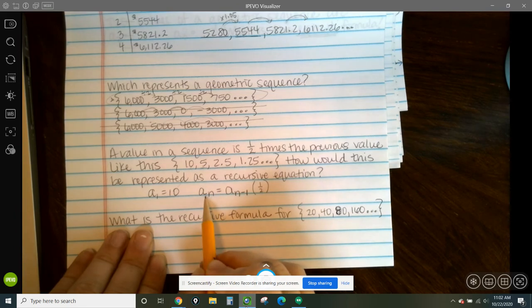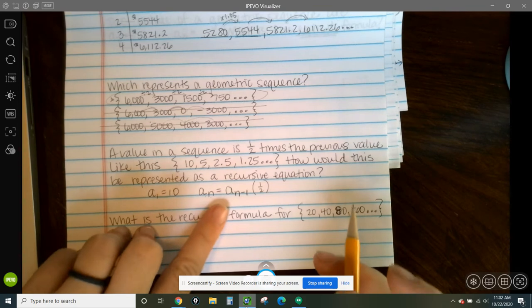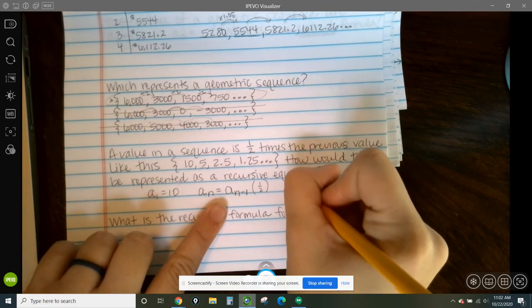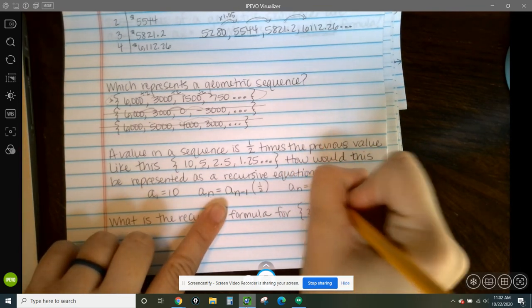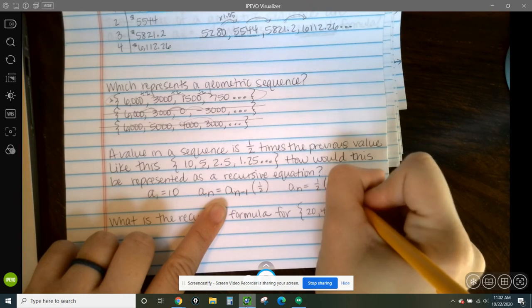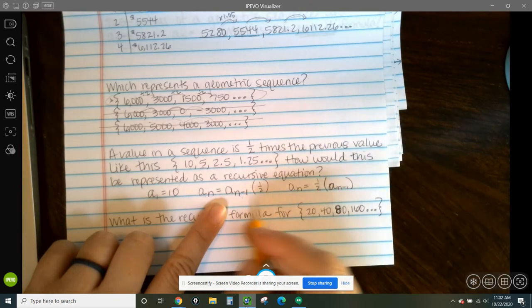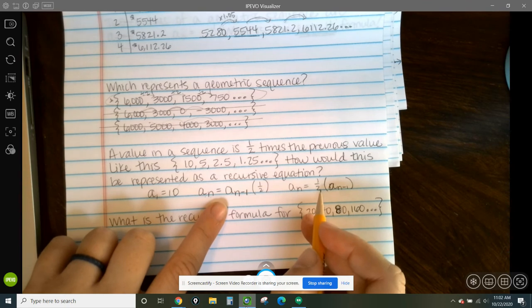So any term in the sequence takes the previous term and multiplies by 1/2. For me, I don't love the way that that's formatted. I might switch it to say like 1/2 times the a sub n minus 1, but either way is fine. Those are both correct. Usually we put the constant, the term, in front of the variable.